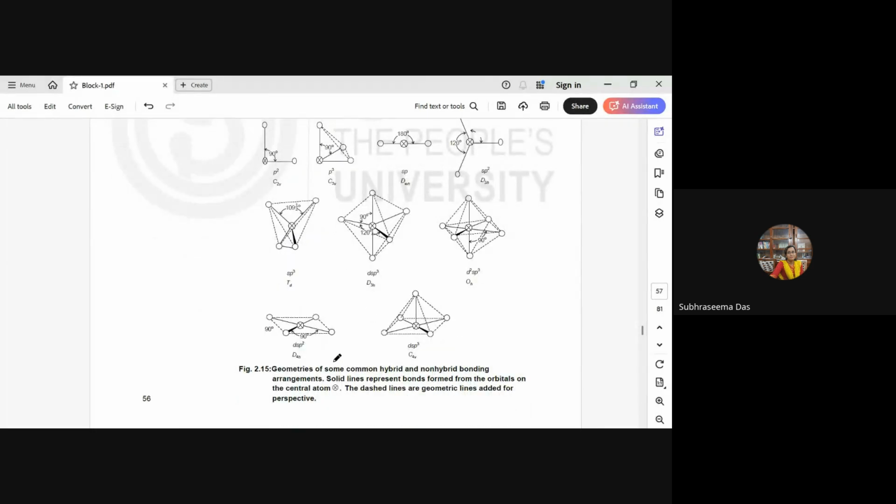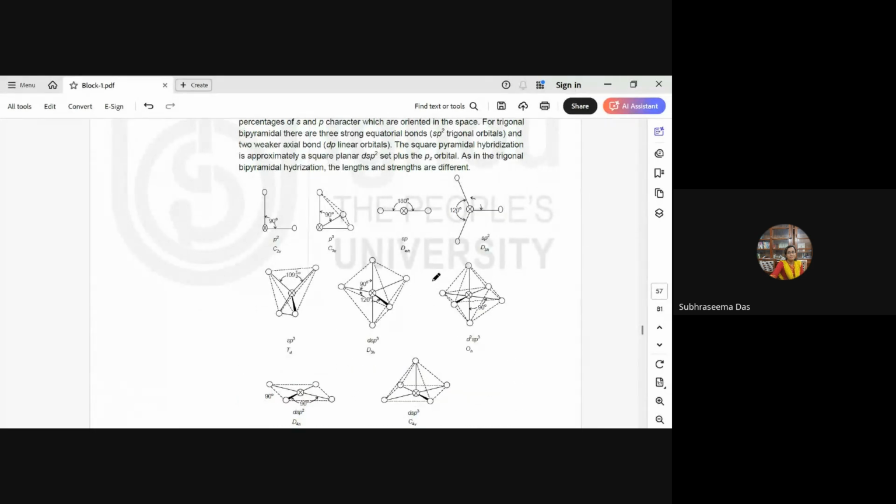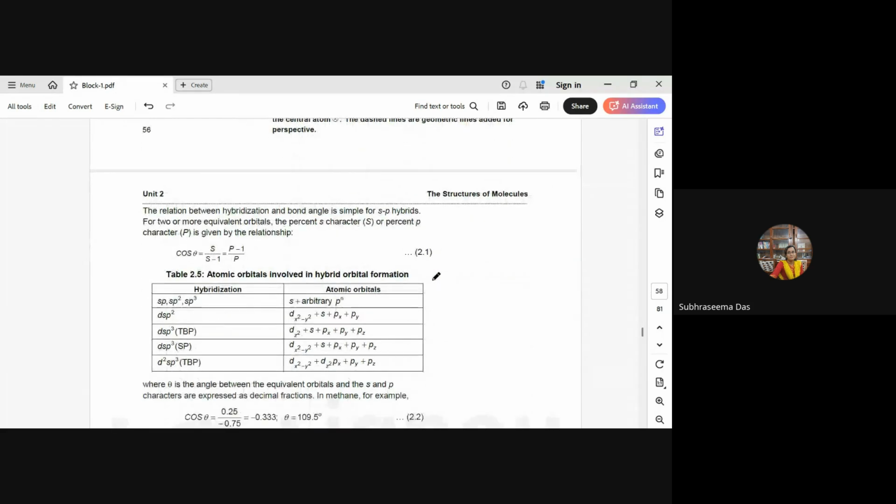Here, some of the geometries of common hybrid and non-hybrid arrangements are shown. The relationship between hybridization and bond angle is simple for sp hybrids. For two or more equivalent orbitals, the percentage s character is given by the relationship cos θ = s/(s−1) or (p−1)/p, where s is the percentage s character and p is the percentage p character.